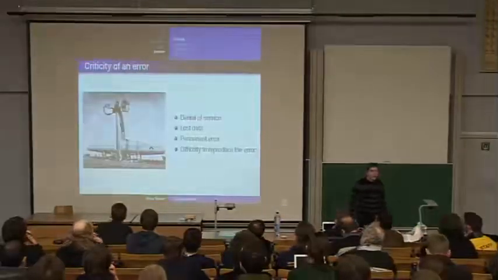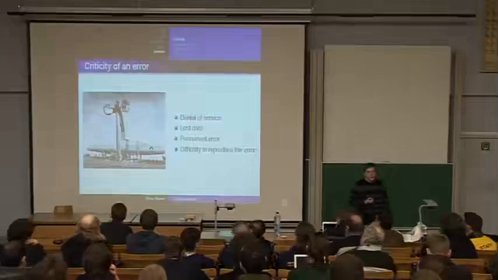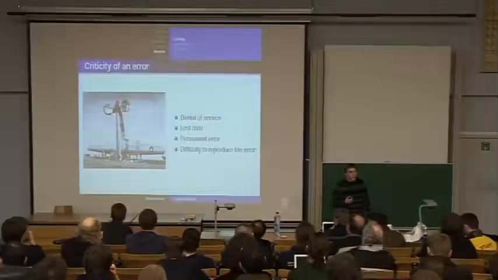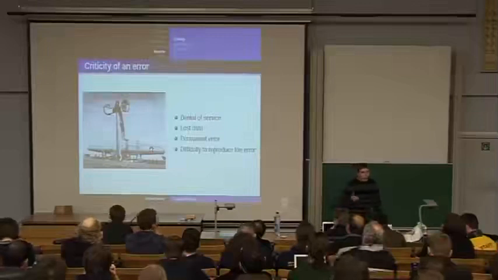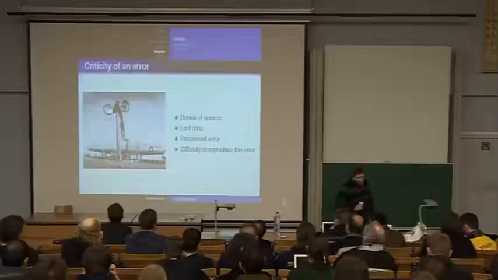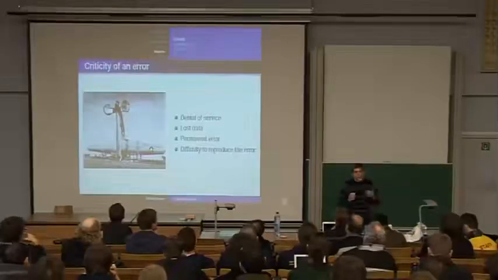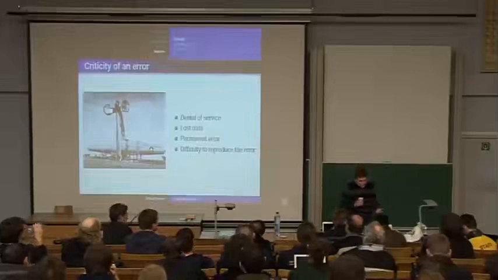When you have a crash, the most important point is to analyze the crash. First, the criticality of an error. Denial of service is the most typical type of error, which means that the program crashes or the server stops answering the client. To measure the criticality, there are different criteria, like losing data. You are working on a very important file, and if the program crashes, you lose all your work.